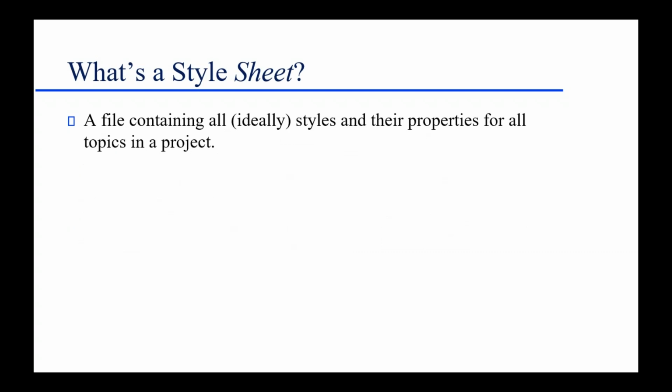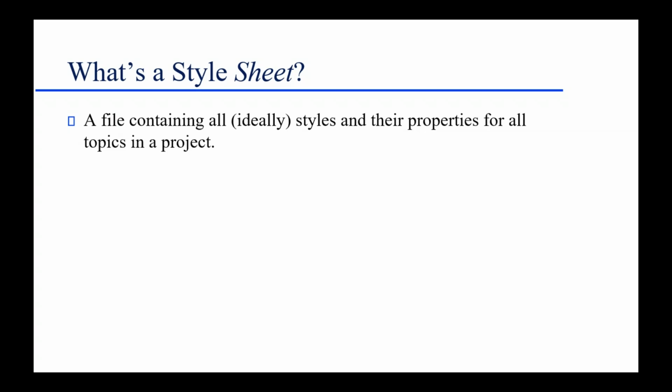What's a style sheet? Well, a style sheet is pretty simple. It's a file, as I say, that contains all, I'll come back to that ideally in a minute. It contains all the styles and their properties for all the topics in a project. The reason I said ideally is that ideally you'd have one style sheet that contains all the styles and the properties, but you can have multiple style sheets. Or there are certain cases where you can have a style sheet that contains most of the styles, except for a couple of specific instances.